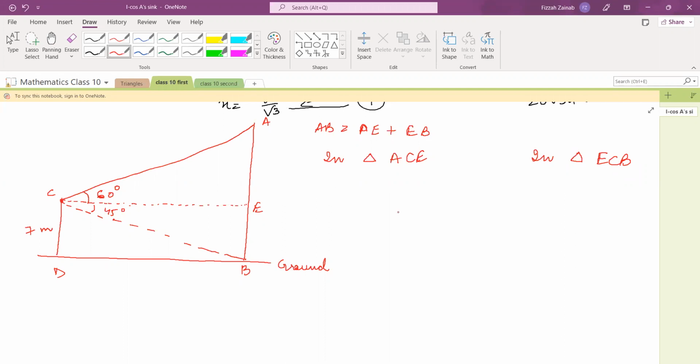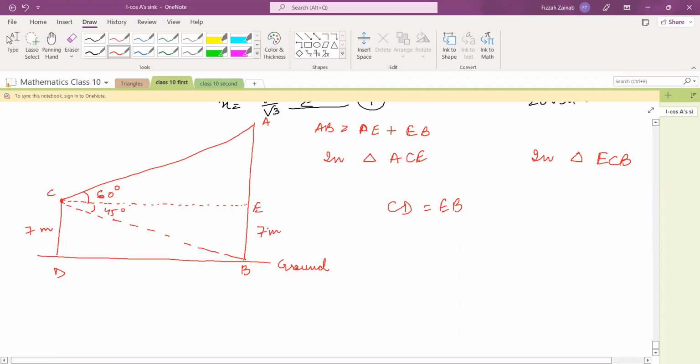Okay, somewhere you are right, but from somewhere I have to start. In one of the triangles I have to start, so I try to find something. Now in the figure you can see that CD is actually equal to EB, isn't it? Yes, sir. So if this is 7 meters, this side is also going to be 7 meters, isn't it, Sarah? So at least one side I have got. Understood? So in this triangle, now I know the perpendicular, correct?